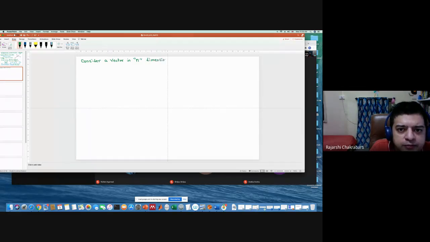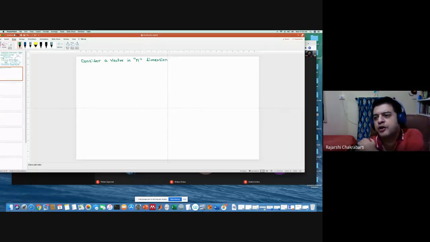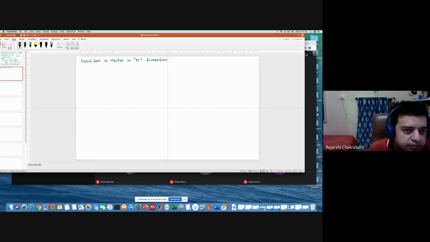Now I cannot represent this because I cannot draw n dimensions here. So n could be anything. N equals 3 is your 3 dimensions. N equals 2 is your 2 dimensions. But n could be anything, even greater than 3. It could be a huge number. So in general you have a vector in n dimensions, an n-dimensional space.